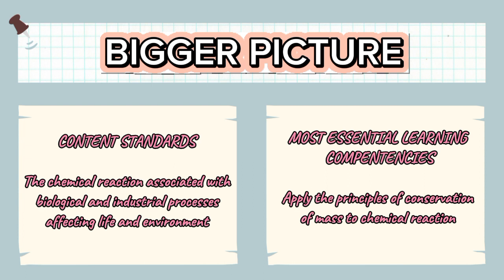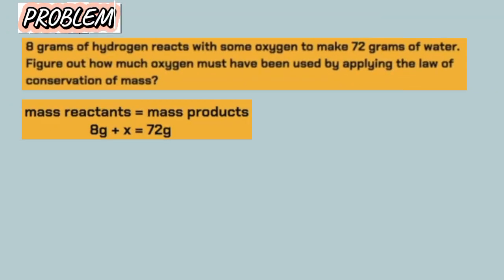Alright, as for our content, the standard is the supplementary material on the conservation of mass by Robert W. Stern. Okay, for our problem set, our first sample problem reads: 8 grams of hydrogen reacts with some oxygen to make 72 grams of water. Figure out how much oxygen must have been used by applying the law of conservation of mass.